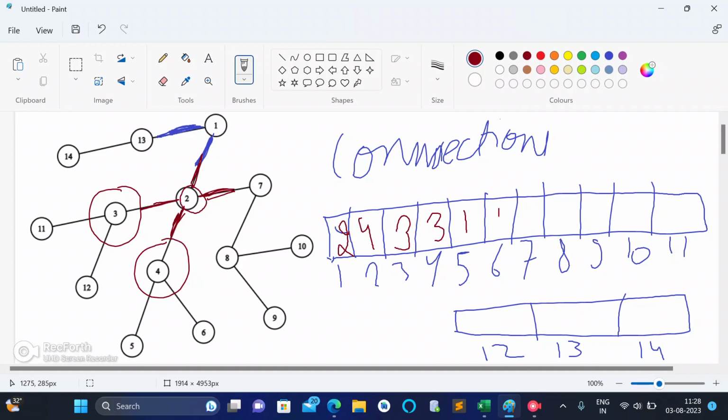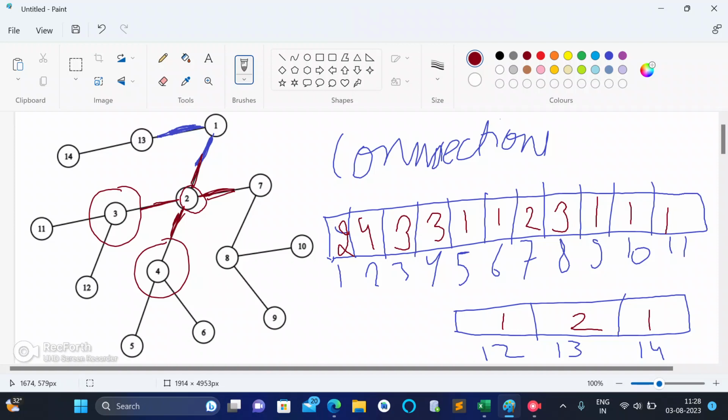For 5 we can say it is 1. For 6 it's also 1. For 7 it's 2. For 8 it's 3. For 9 it's 1. For 10 it's 1. For 11 it's 1. For 12 it's 1. For 13 it's 2. And for 14 it's 1. So this is our connection array which we will use throughout the question.